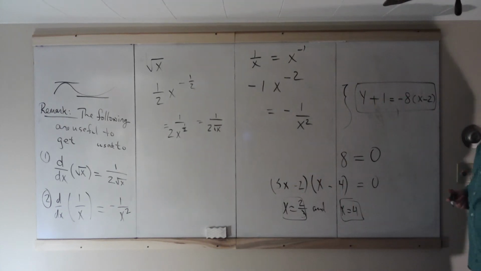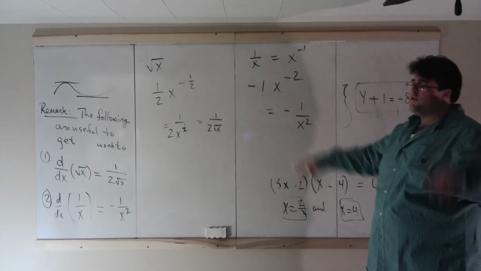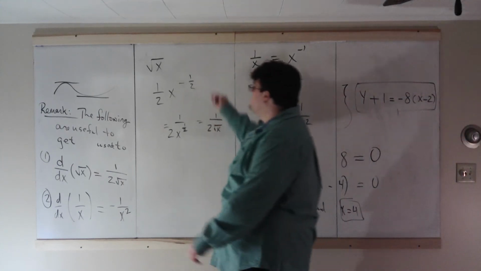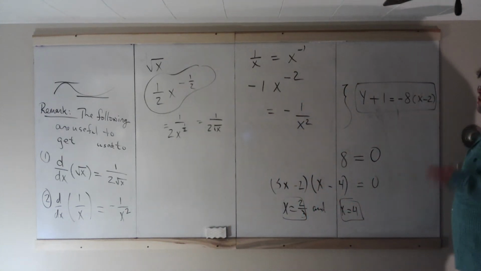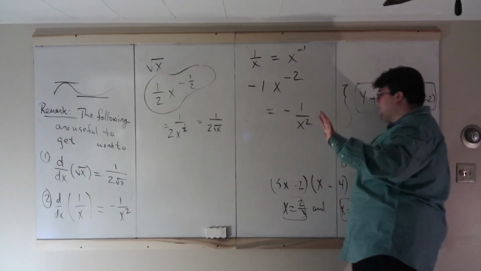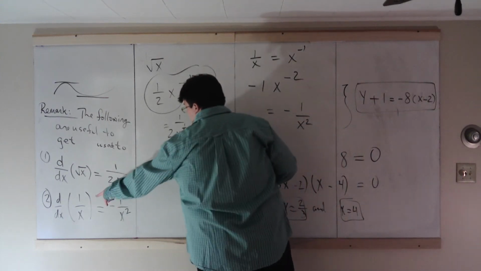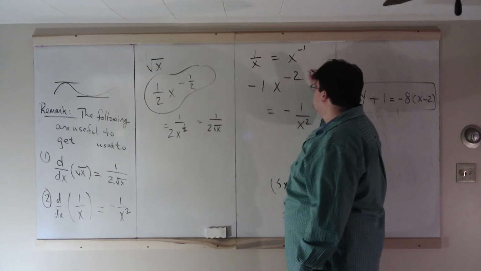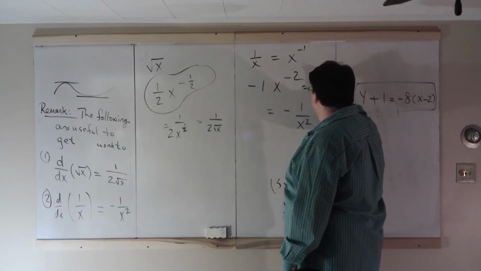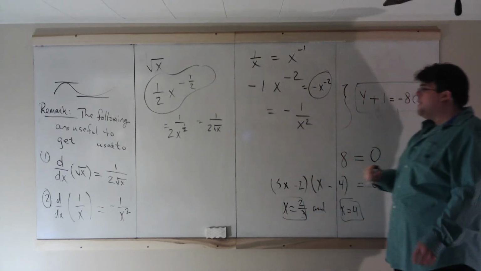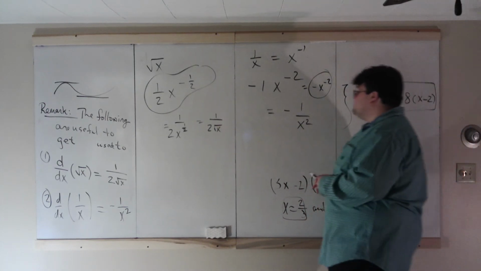Now, if you're just told, find the derivative of something, and it has the square root of x, and you wrote that as your answer, that would be okay. That would be correct, full credit. If you had, find the derivative of 1 over x, and you said negative x to the negative 2, that's okay and correct.